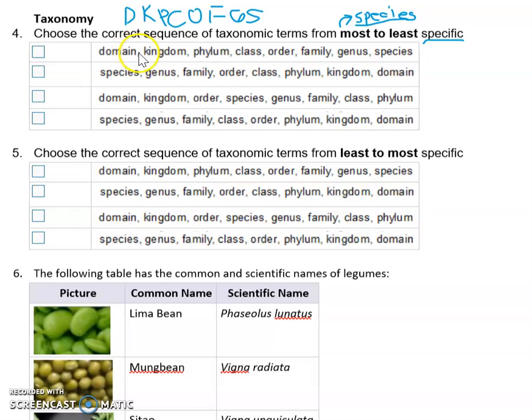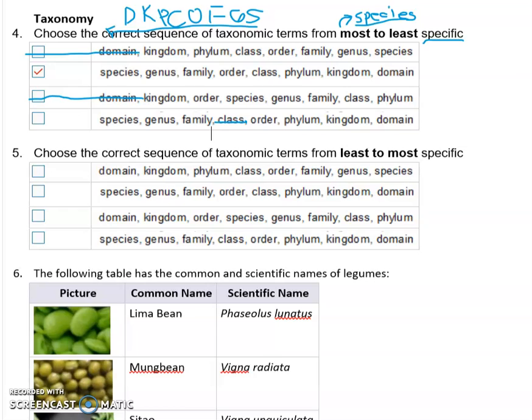So I can immediately cross out this first one because it starts with domain, and this third one because it starts with domain. Once I cancel these out, I just have to figure out which one actually shows the correct order. It should go species, genus, family, order, class, phylum, kingdom, domain. So species, genus, family, order, not class. It is order. So my correct answer is B.